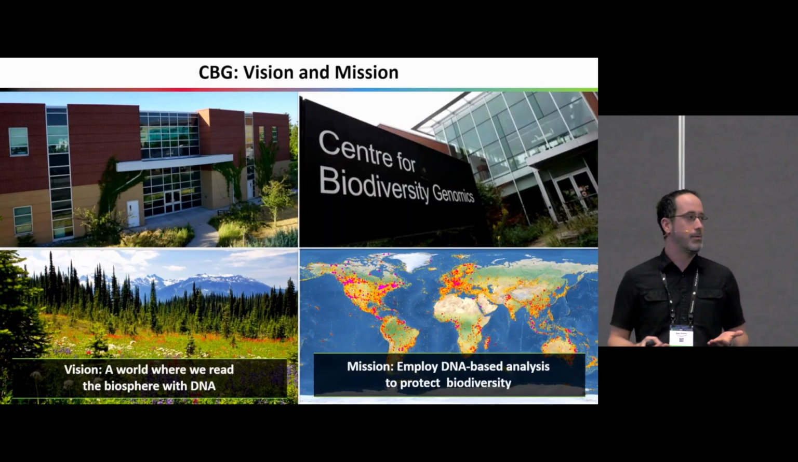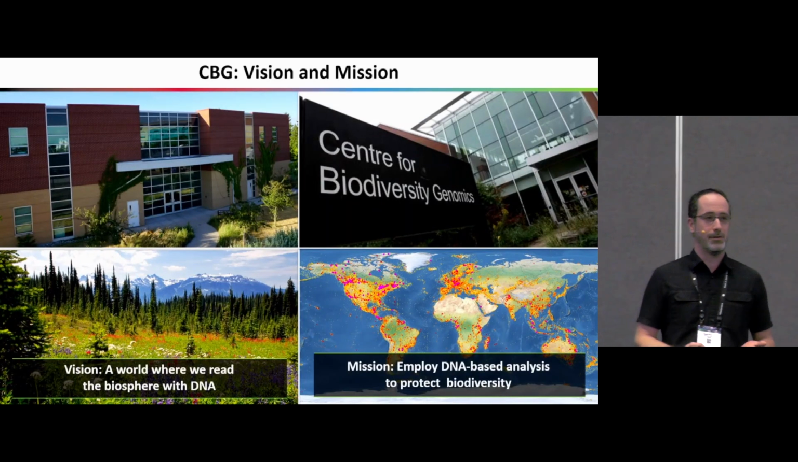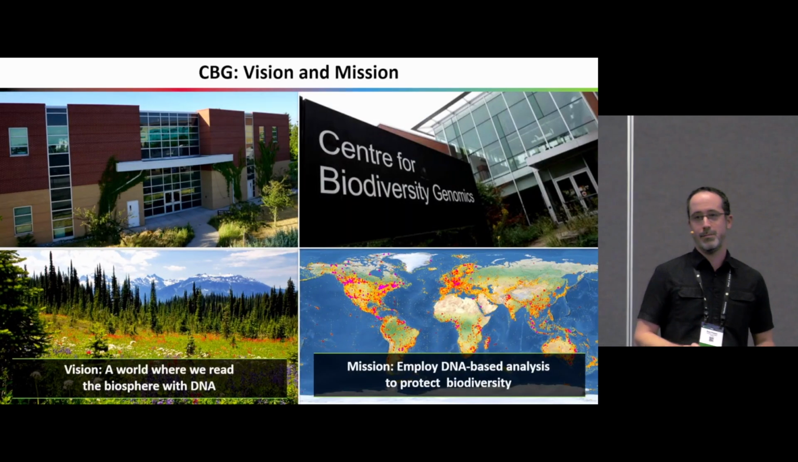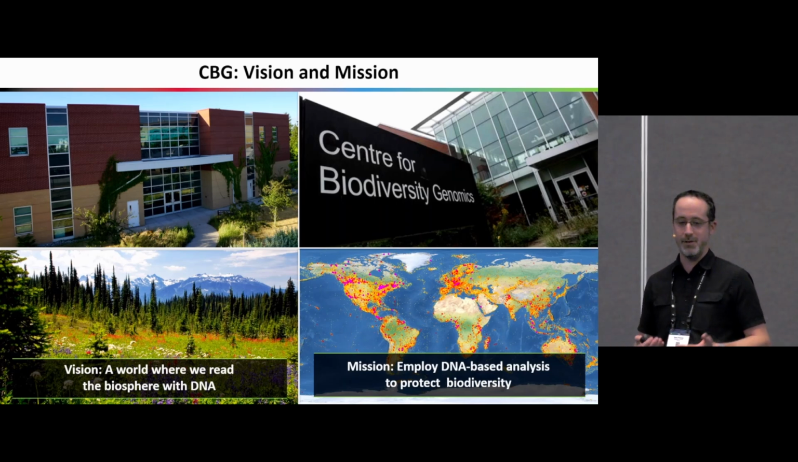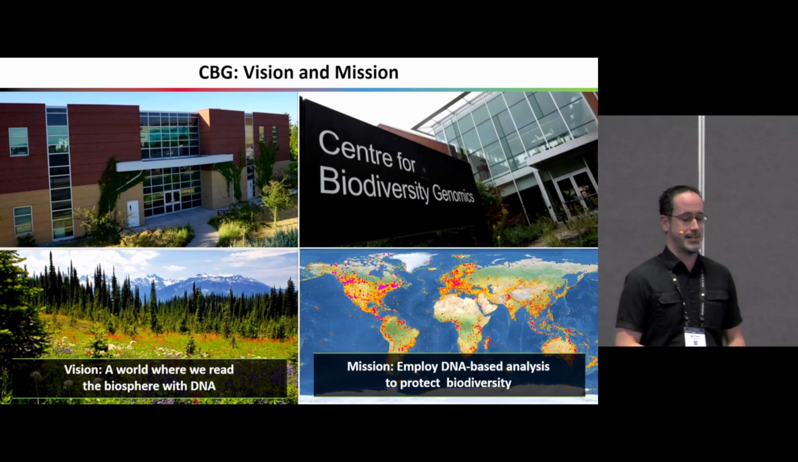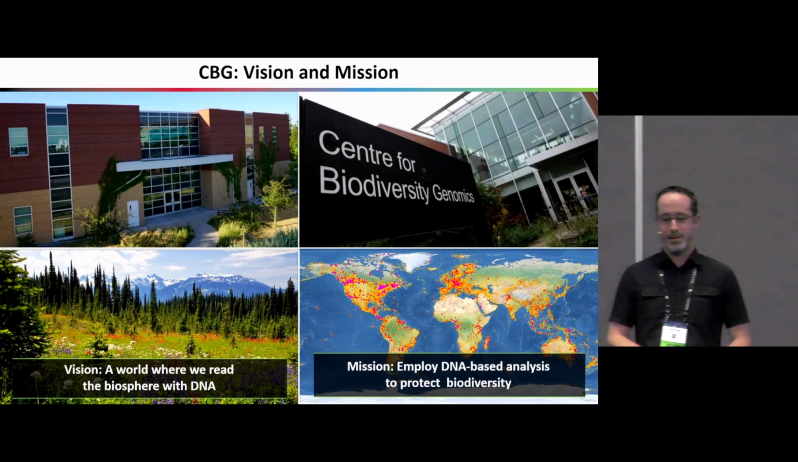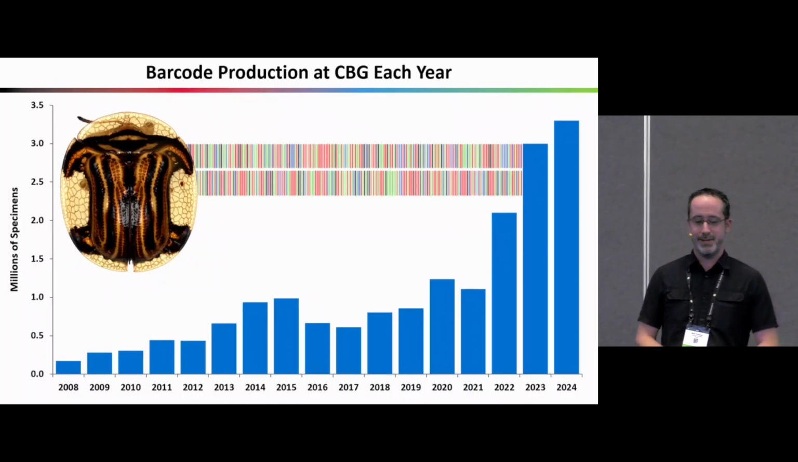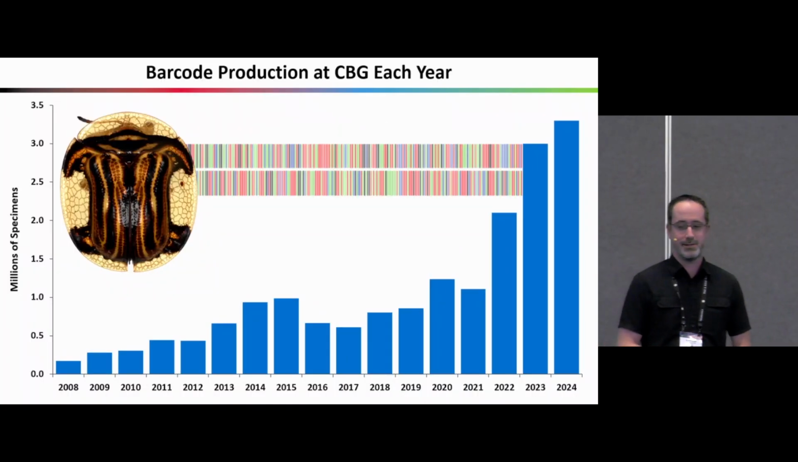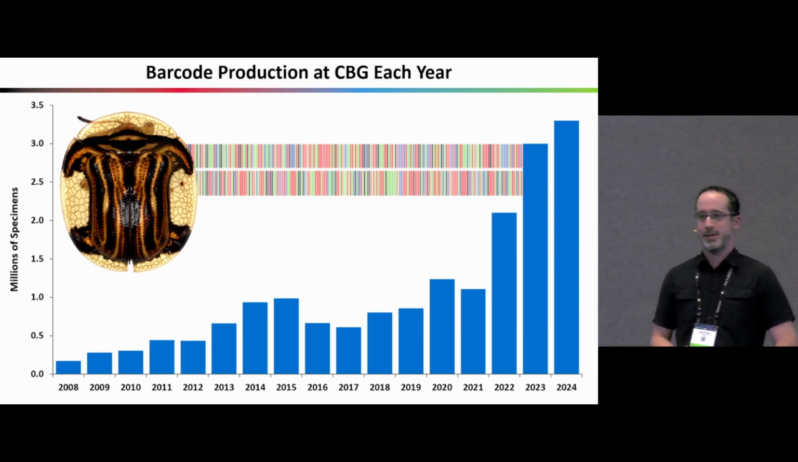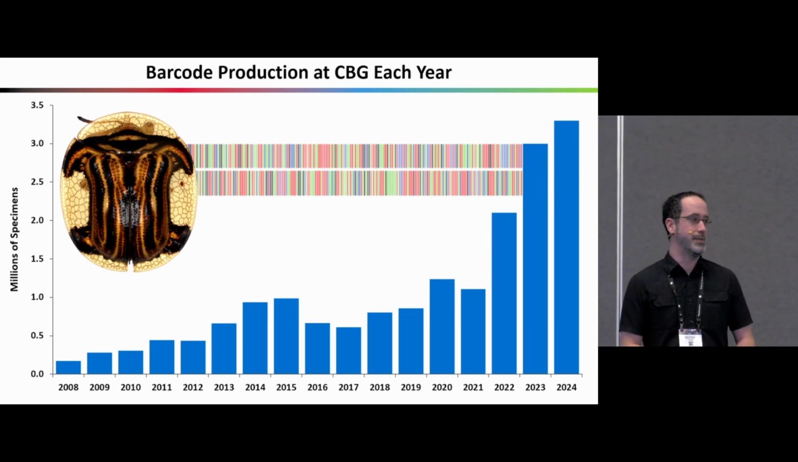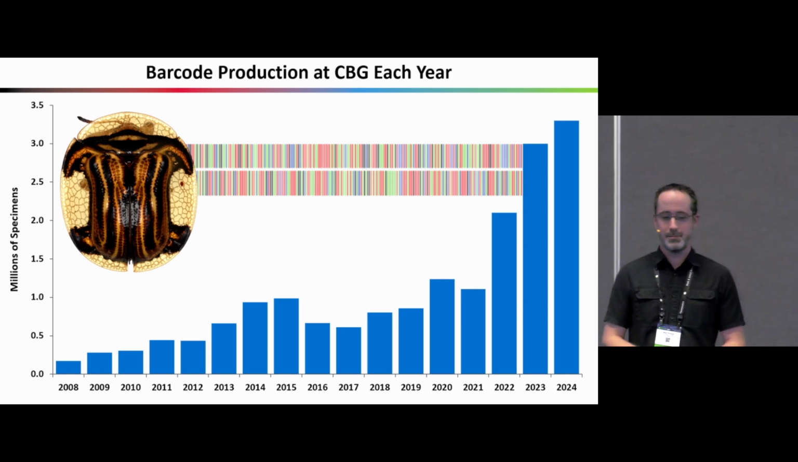So in order to use DNA barcoding, what we need is really a global barcode reference library for all species on Earth. And that was kind of our main goal at the Center for Biodiversity Genomics in Ontario, Canada. We've been working on that since about 2008. This graph shows our barcode or sequencing output every year. Currently we sequence a little over 3 million samples per year.